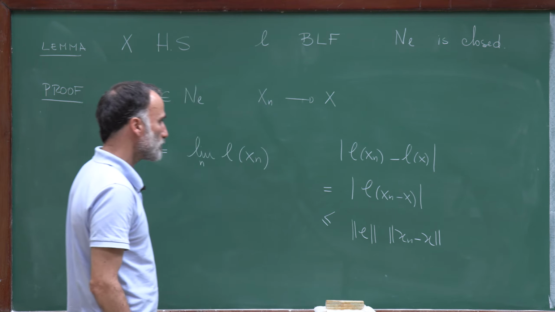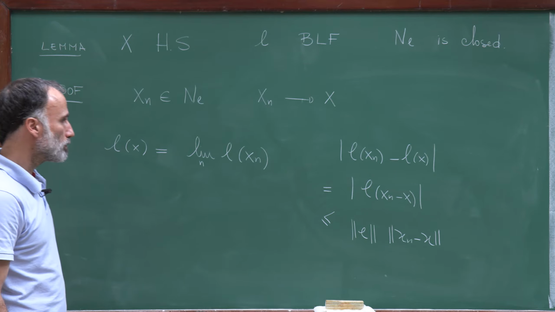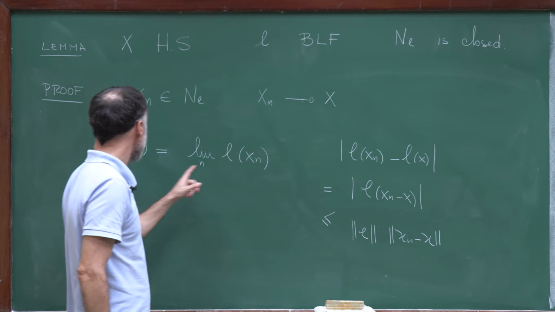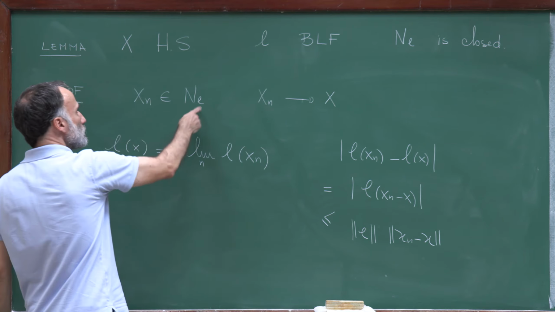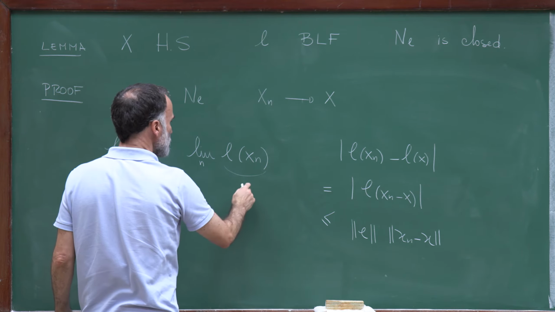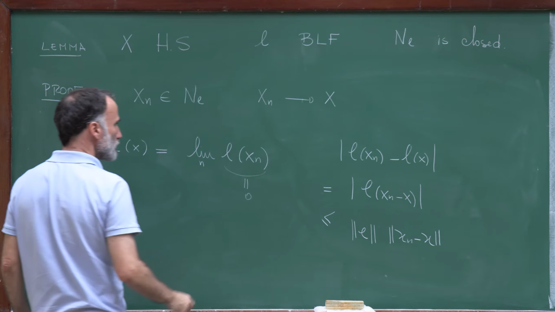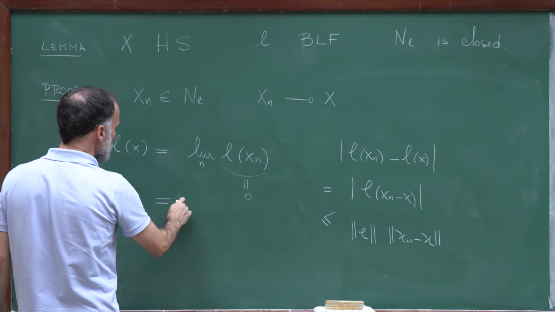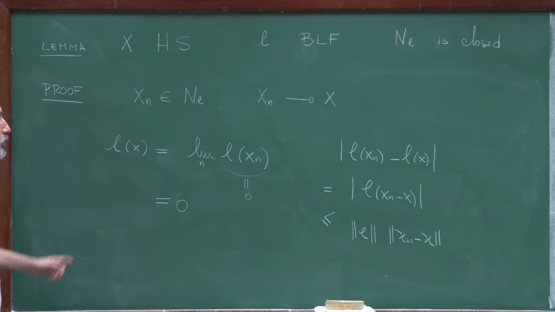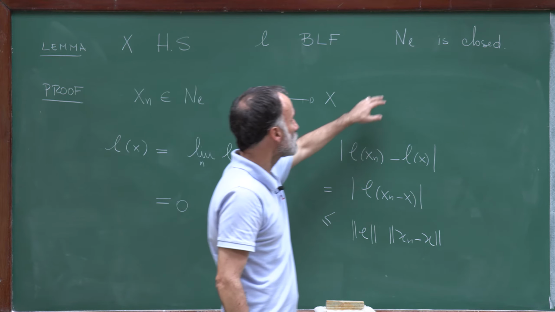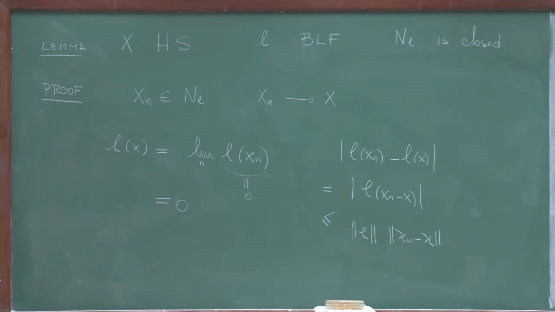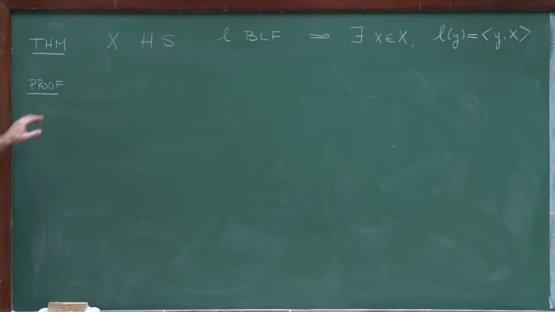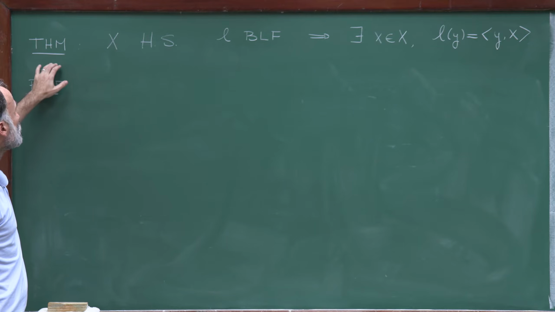This norm of L is finite because L is a bounded linear functional, and this proves that indeed L of x is equal to the limit of L of xn. But since xn belongs to the null space, this is a sequence which is constant equal to 0, and therefore L of x is equal to 0, which shows that indeed the null space of a bounded linear functional is closed. So I rewrote the theorem which I want to prove.